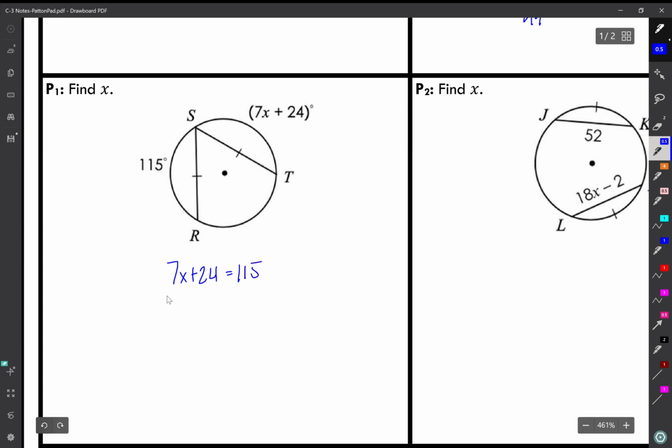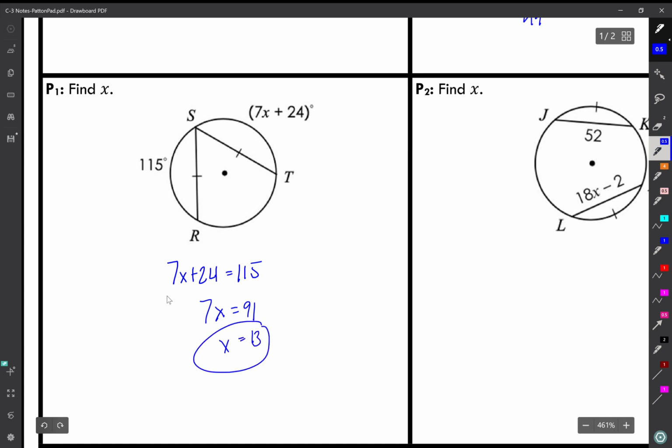Seven x plus 24 equals 115. Subtract 24 from both sides. So 7x is equal to 91. So x is equal to 13.